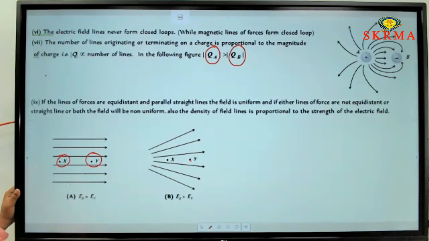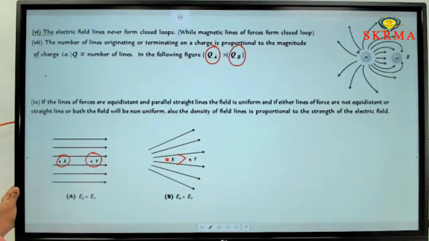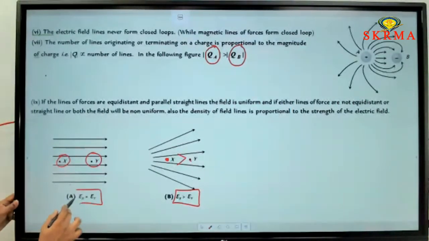The electric field at X is greater than the electric field at Y. Here at point X, the field lines are more dense compared to point Y. So the electric field at X is more compared to the electric field at Y. Where the lines are parallel and equidistant, the electric field at X equals the electric field at Y. These are the basic properties of electric field.